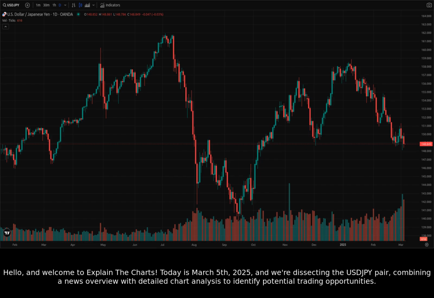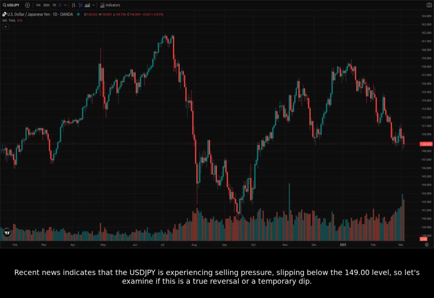Today is March 5th, 2025, and we're dissecting the USDJPY pair, combining a news overview with detailed chart analysis to identify potential trading opportunities. Recent news indicates that the USDJPY is experiencing selling pressure, slipping below the 149.00 level, so let's examine if this is a true reversal or a temporary dip.